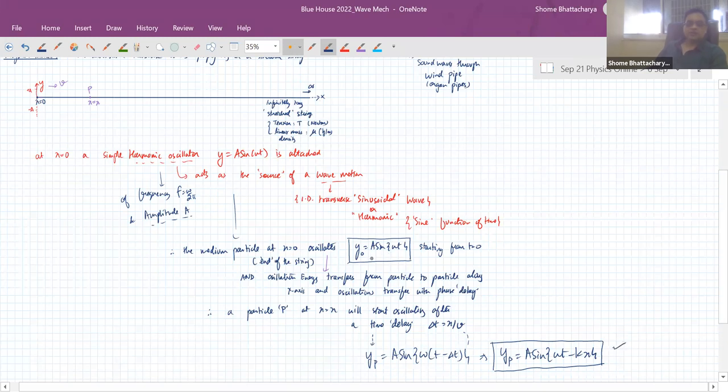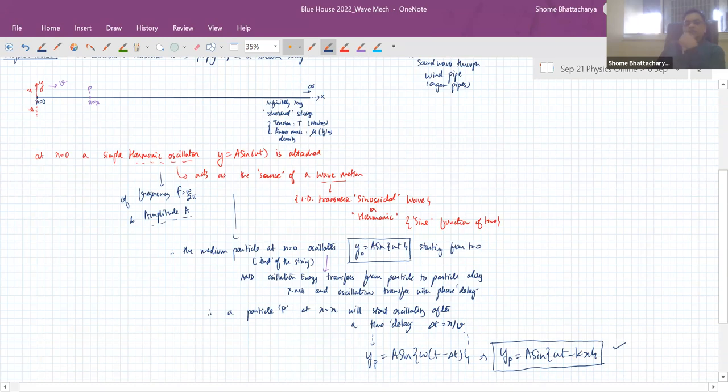The above equation just represents the oscillation of one particular particle at x equal to 0. But if we generalize the value of x over here, that x is not a specific point, but a variable, a general location on the x-axis. So this equation will represent y as a function of both x and t.